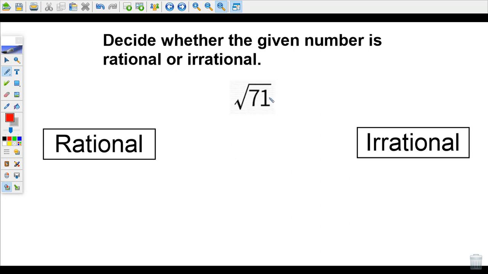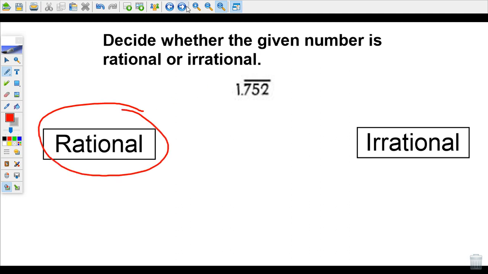Square root of 71. Is there a number that when you multiply it by itself, you get 71? No. So it is irrational. 1.752 with the bar over the 752. That means the 752 repeats. Repeating decimals are rational numbers.